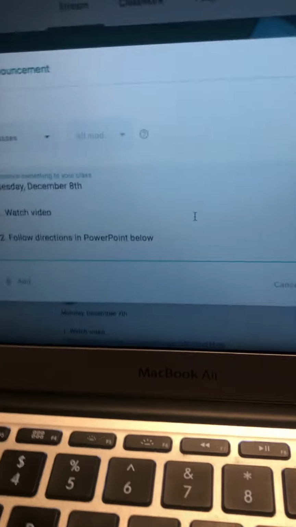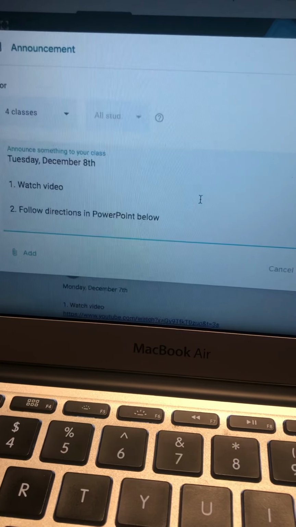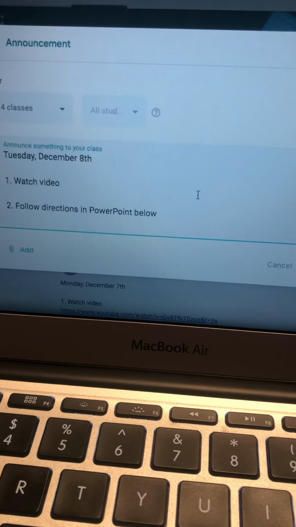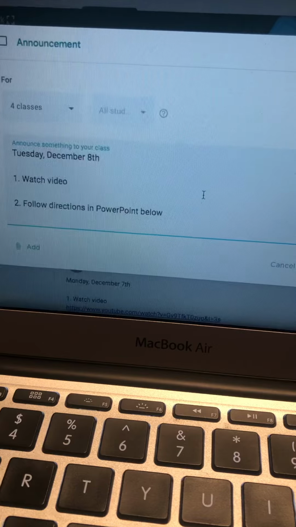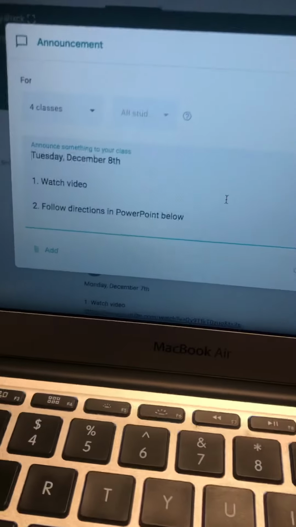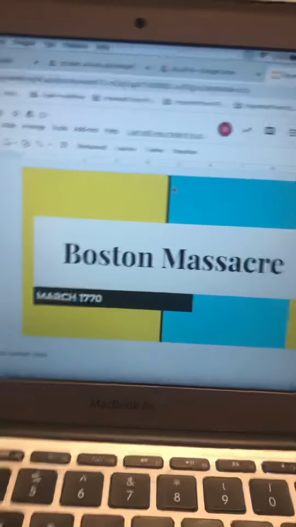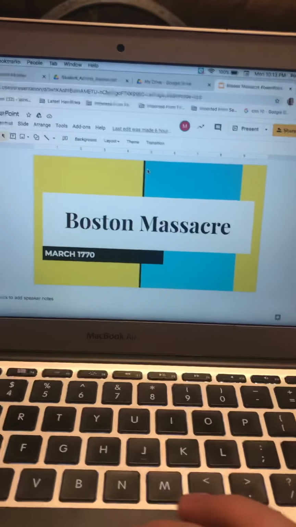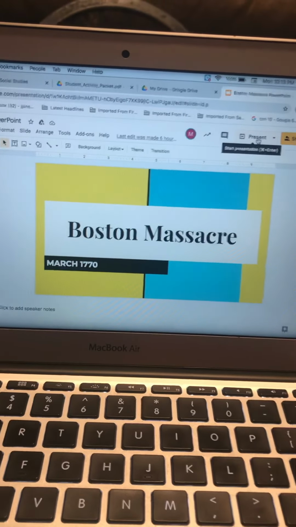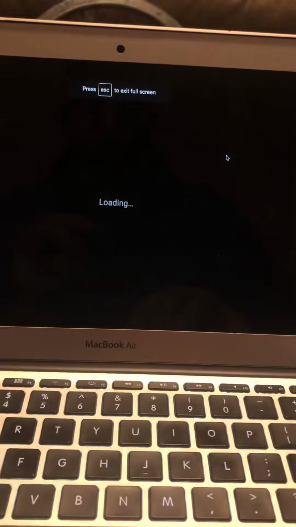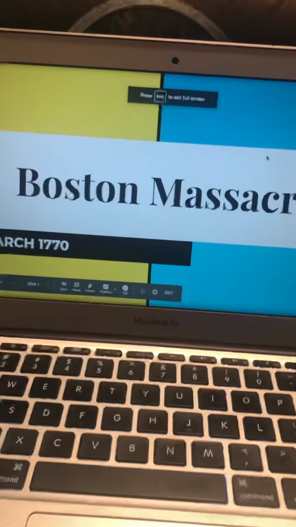Right now, in Google Classroom, it'll be watch the video, which will be this video, and follow directions in the PowerPoint below. Below this will be the PowerPoint, labeled as the Boston Massacre PowerPoint. Once you click on the PowerPoint, hit present. Once you're in present mode, it's like this.